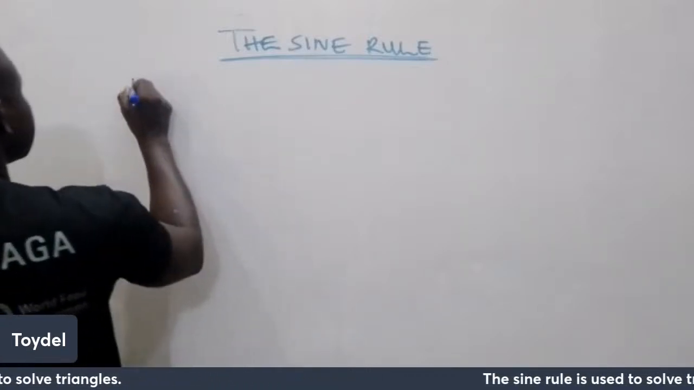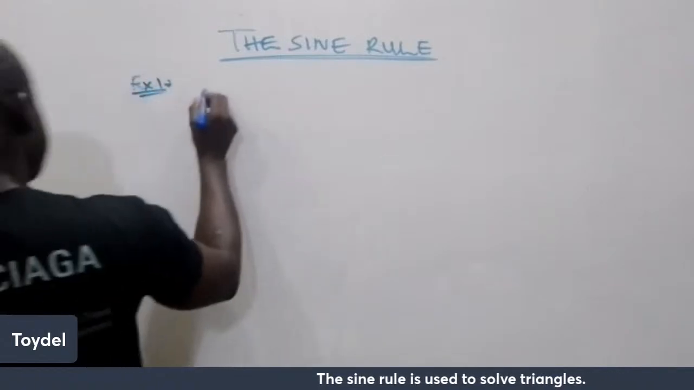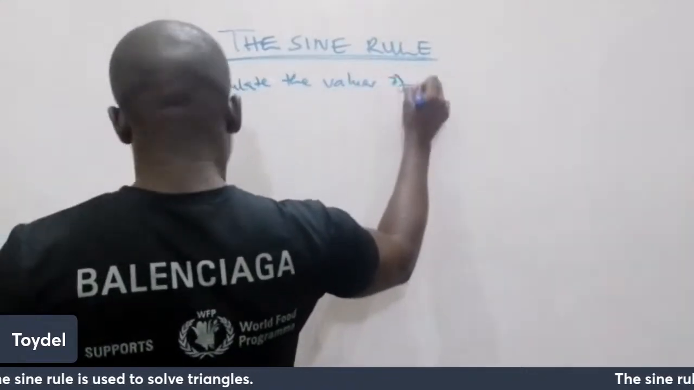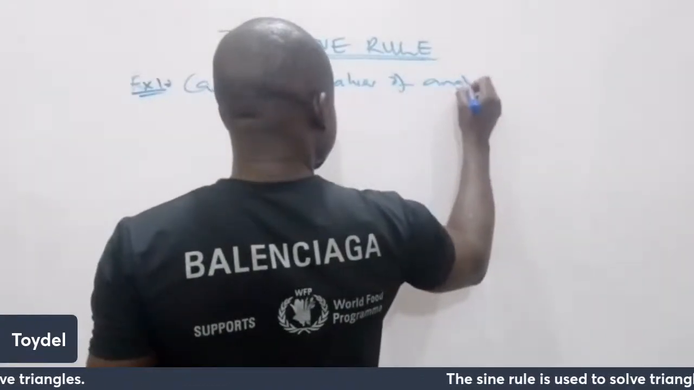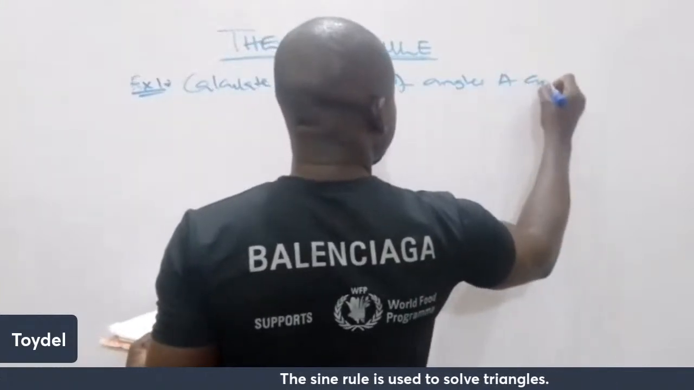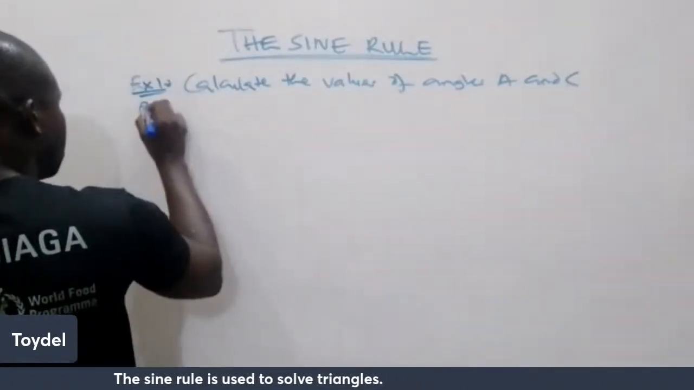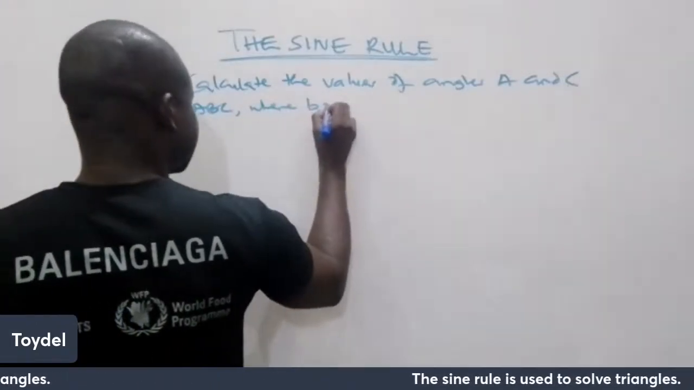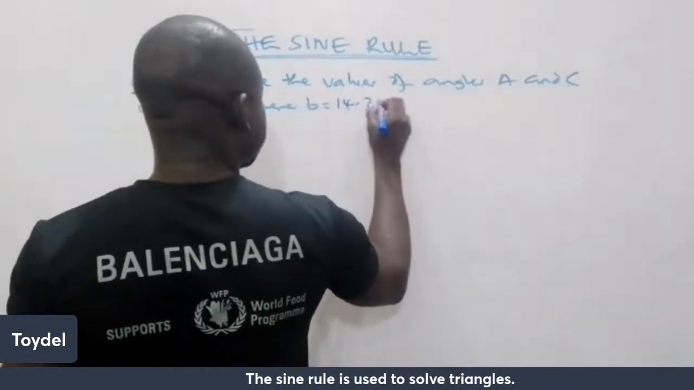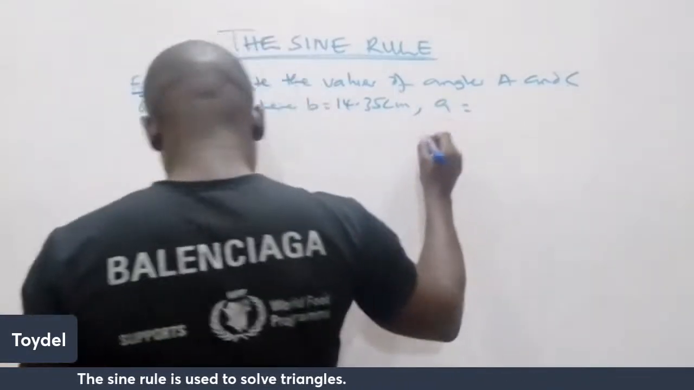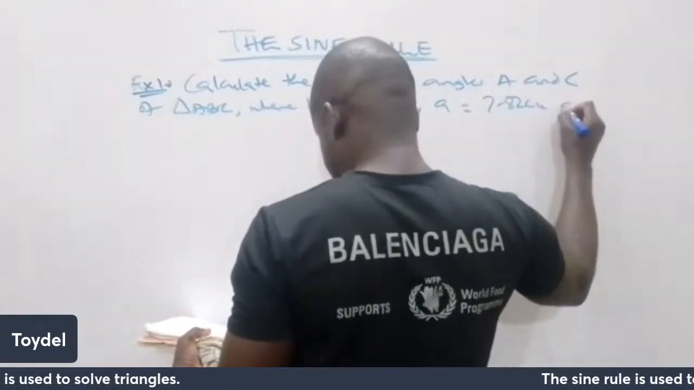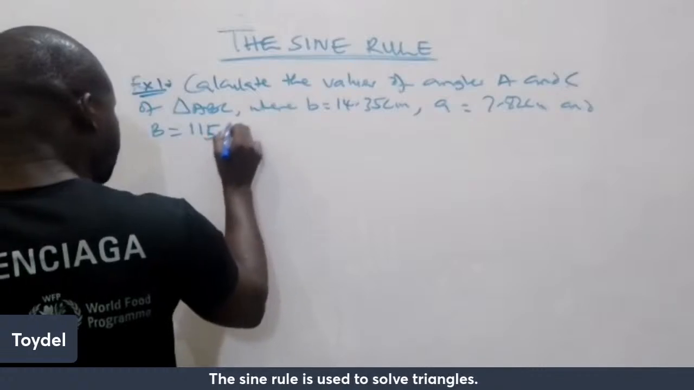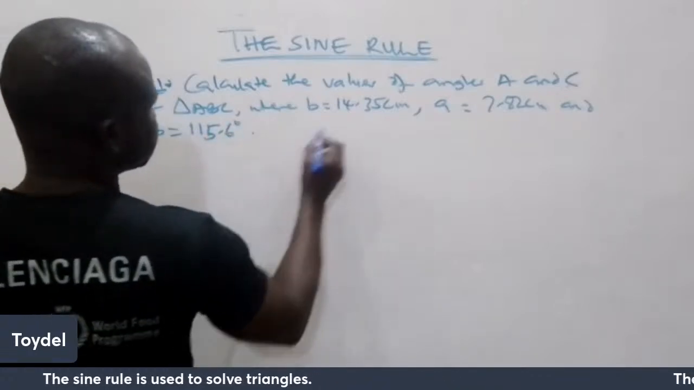Example 1. The question says we should calculate the values of angles A and C of triangle ABC, where side b is equal to 14.35 centimeters, a is equal to 7.82 centimeters, and angle B is equal to 115.6 degrees. Okay, solution.